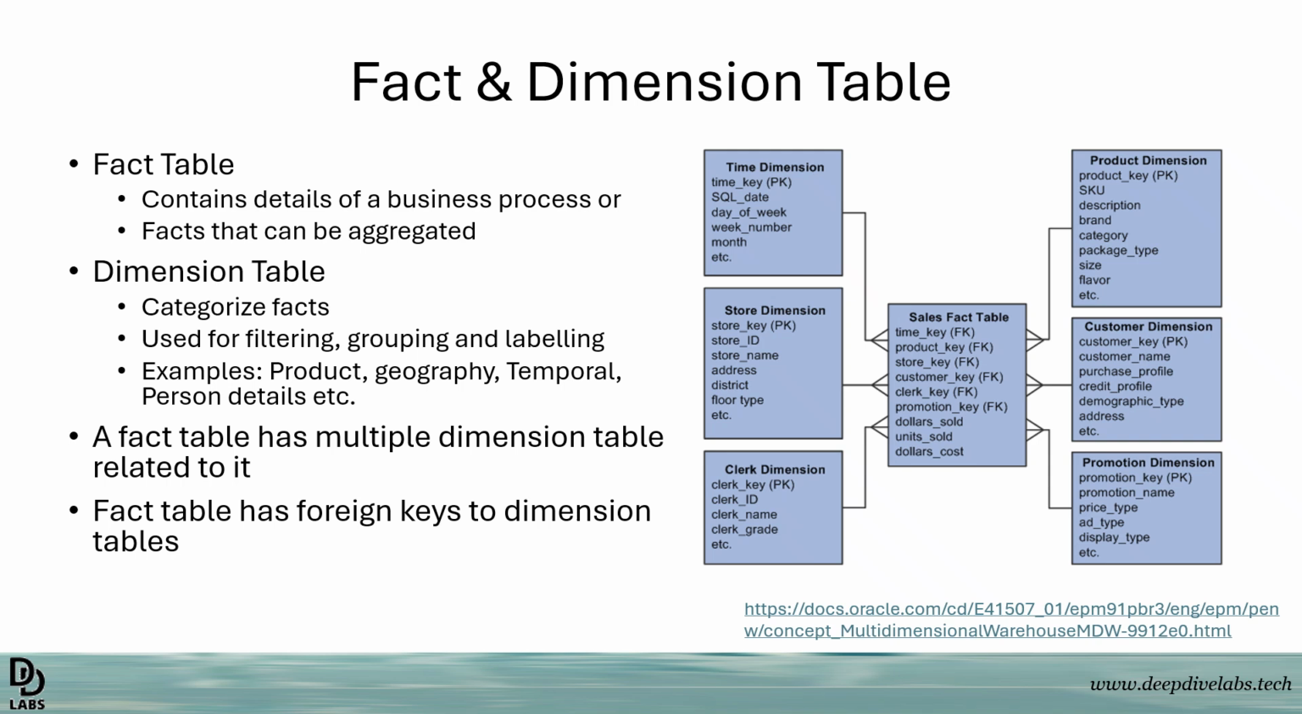And how are they connected? In a typical relational database, a fact table has foreign keys to the dimension tables, right? So here we can see the fact table is connected to time, when the sale happened, connected to store, the location of the store, and then the person who sold, the sales clerk information, the product information, your customer information, what's the customer profile, and your promotion information.